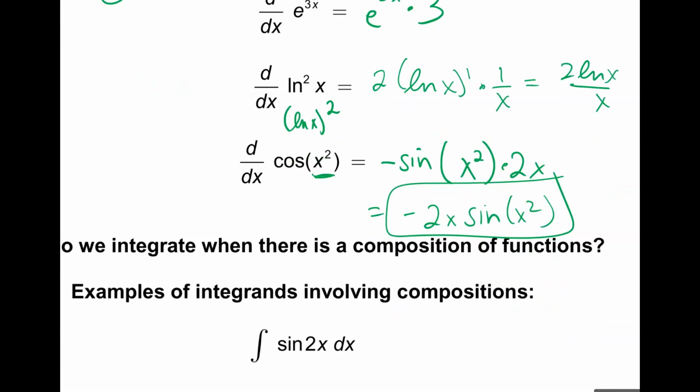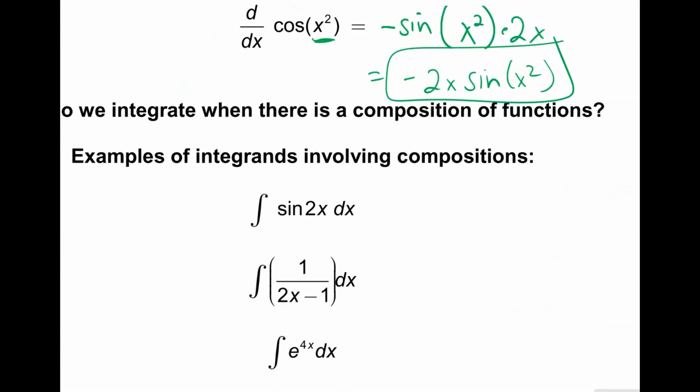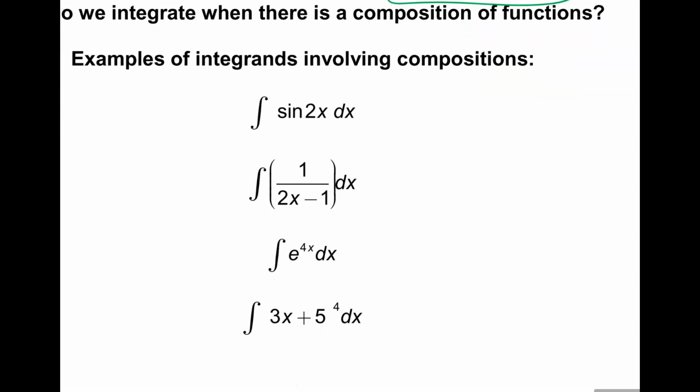Remember, chain rule. Now the issue is, how do we integrate when there's a composition of functions? So here I have sine of 2x. It's not just sine of x. Sine of x will be chillin', but this is actually sine of a function. 2x is a function. Here we have 1 over 2x minus 1. So it's similar to 1 over x. Well we know the integral to that is ln of x. But on the bottom we have a function itself, which is 2x minus 1.